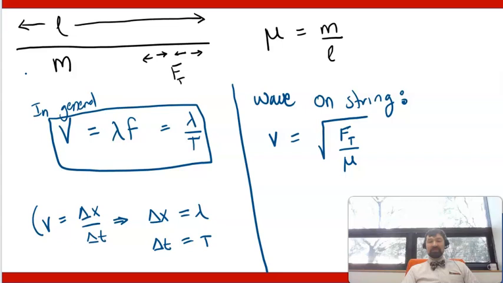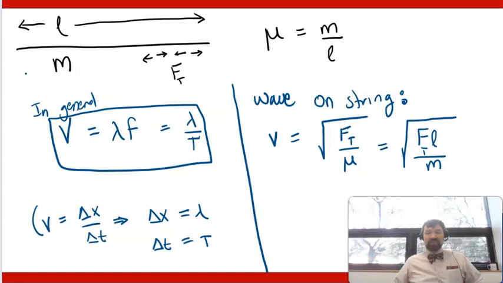And so if you have a string that has a definite length, maybe you've cut it off of a spool of string, so it has a particular length to it, then you can mass that little length of string and measure its length, and this equation becomes Ft times L over m, all under a square root. Okay, so that's how you get the speed of a wave on a string.